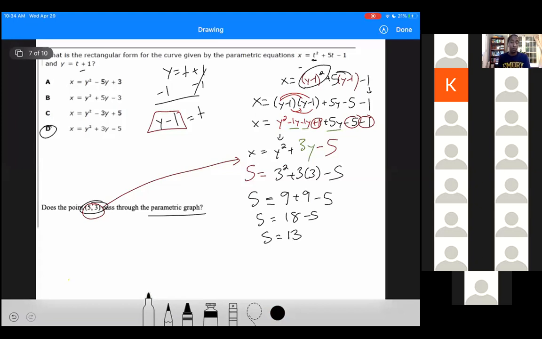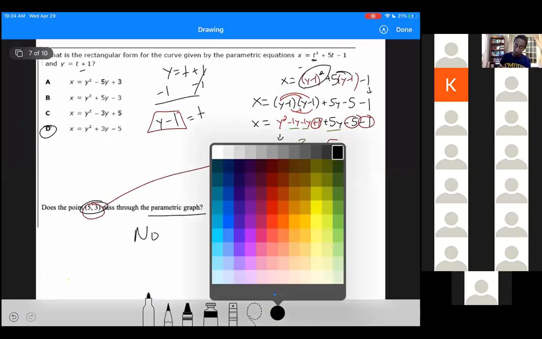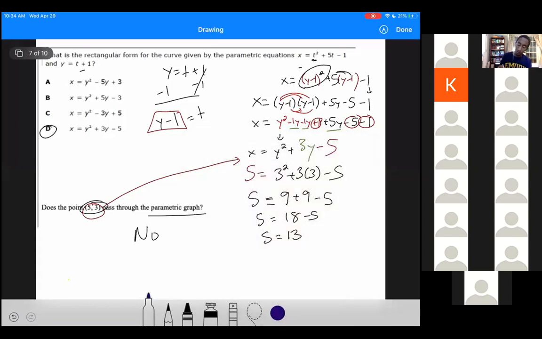It is not, right? And so because it's not true, that means no, it does not pass through the parametric graph. Okay. Another way we could do it, we could plug it into these equations up here. If we plugged it into those equations up there, we would plug in 3 for y here. And so you get 3 equals t plus 1. And you solve for t. You get t equals 2.